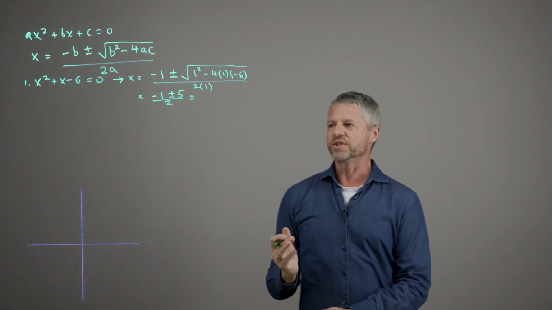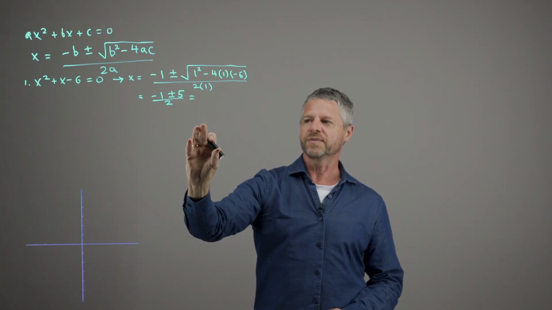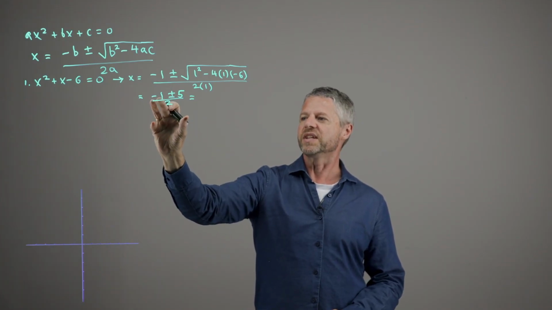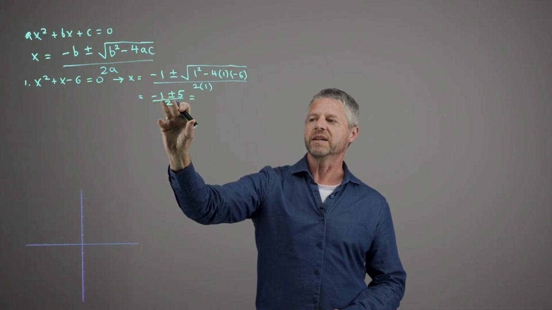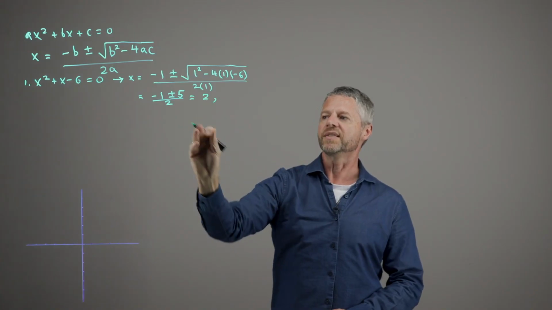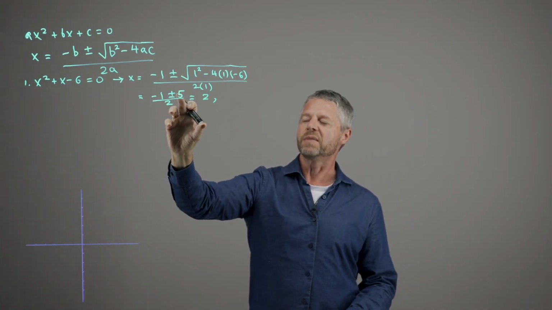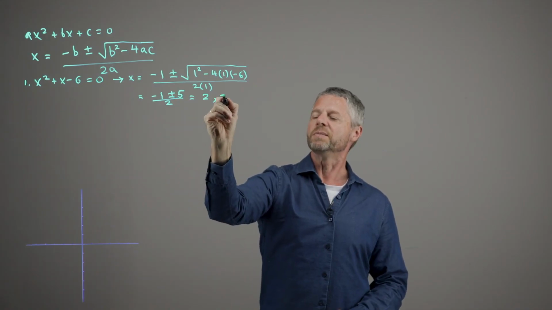So we've got two solutions, one where we use the positive, one where we use the negative. The one with a positive would be minus 1 plus 5, which is 4, divided by 2, which is 2. And then the other solution, minus 1 minus 5, so minus 6 divided by 2, will be minus 3.